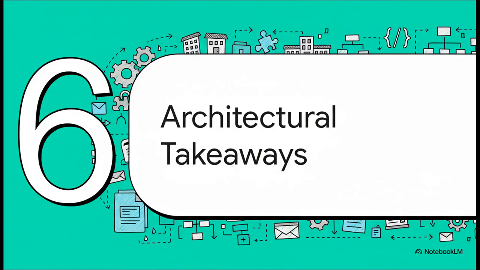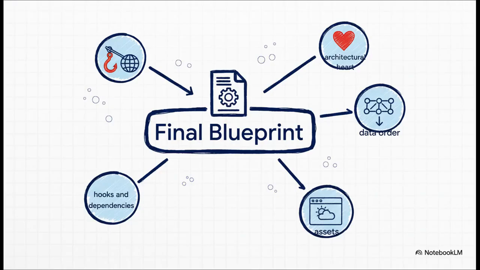So, let's bring it all together. What are the key architectural takeaways you should remember from this explainer? The manifest is the absolute heart of your module. The depends key is what builds the entire system graph. The data list order is non-negotiable for a stable system. The assets key is your modern tool for controlling the front end. And finally, hooks and external dependencies are your bridge to the wider ecosystem.